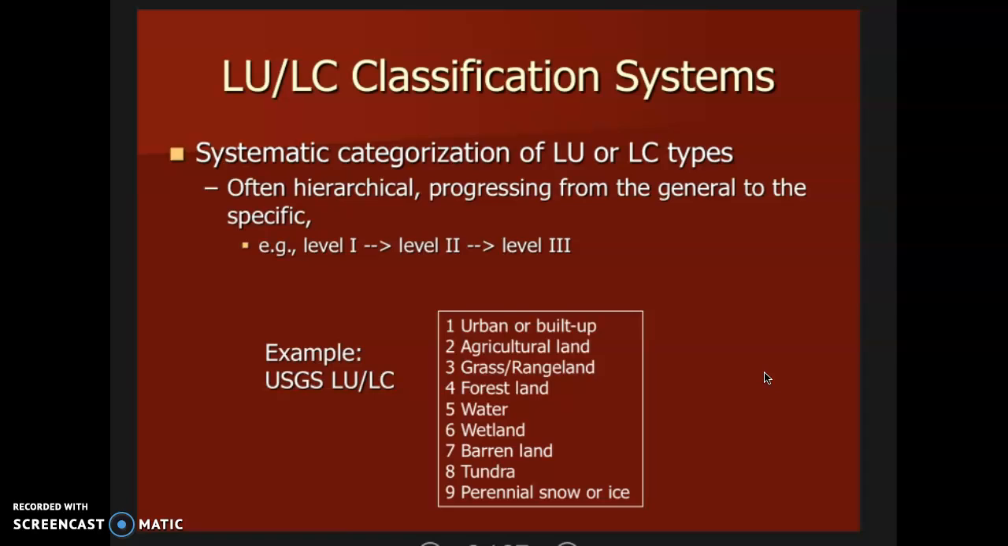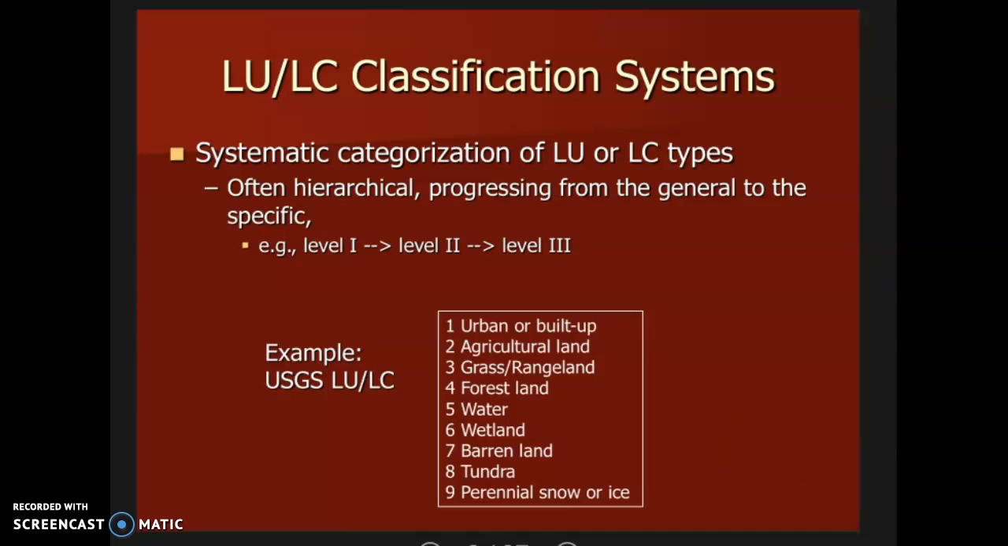Climatic conditions and cultural conditions can really impact the level 3 categories. So to make one general for the entire country wouldn't be practical. So USGS developed level 1, level 2, and then the handout in Blackboard shows you a level 3 example that was developed by the state of Connecticut.